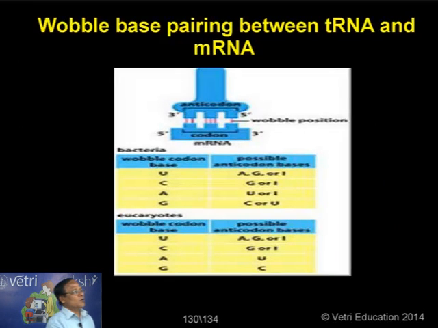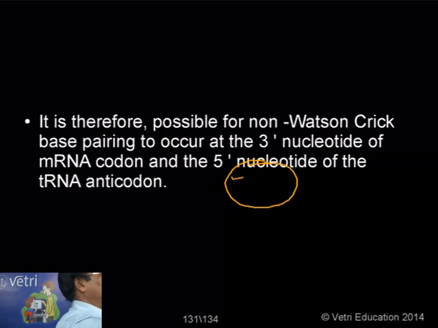Now here this is the wobble codon base, so it may be U, C, A or G. And the possible anticodon bases for this one can pair with A or G or inosine. So these are all the bases found in the anticodon. They can pair with more than one base. That is called the wobble hypothesis. Don't worry about this one, we will simply pass on to the next.